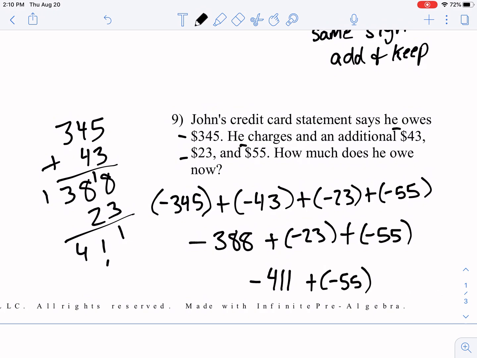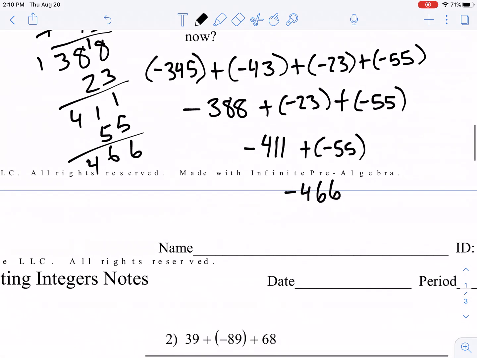Now we have to add 55 to our total. 5 plus 1 is 6, 6, and 4. So altogether, he's at a negative 466. Now, you might think that's going to be our answer, but we were given this question in a word format, so we want to write our answer in a word format.